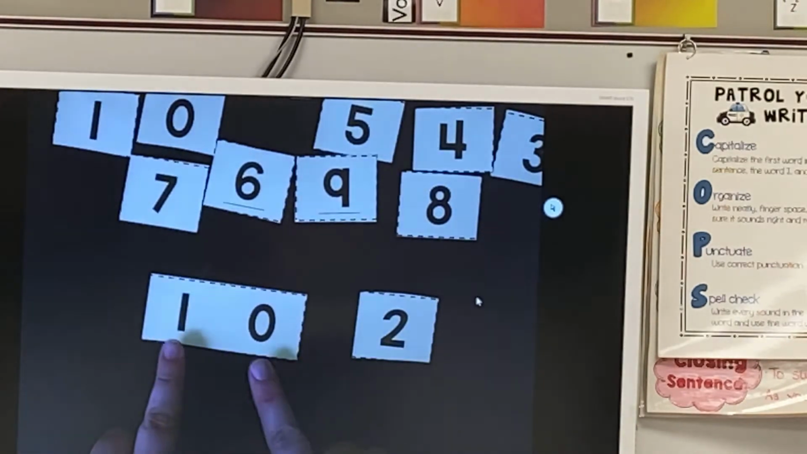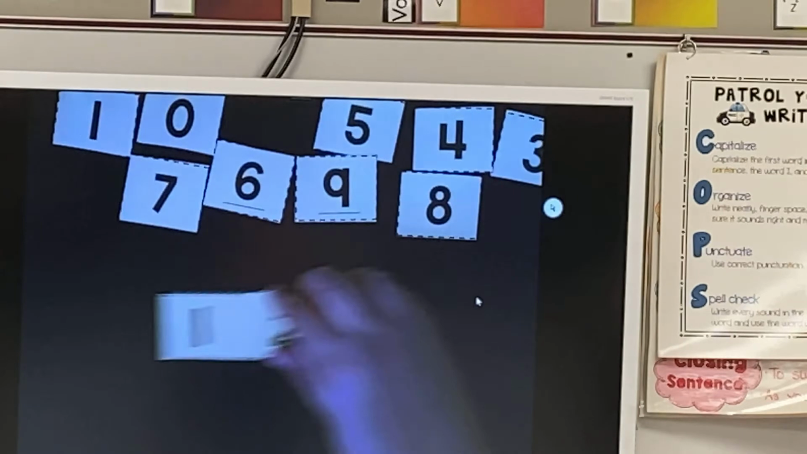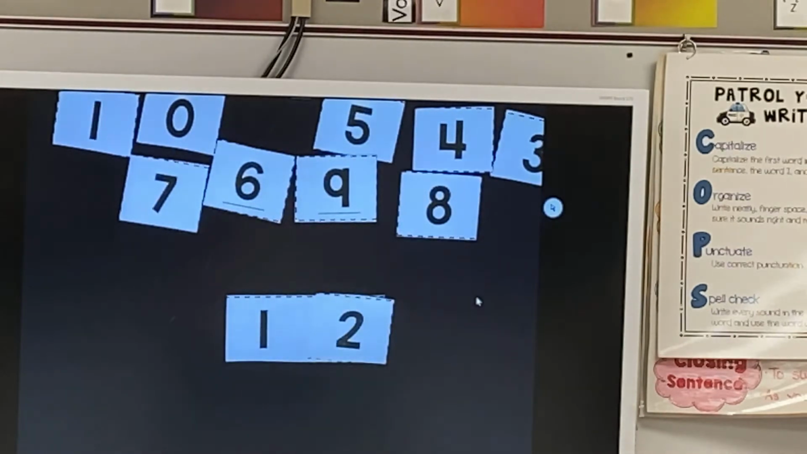In 12, I have 10 plus 2. 10 plus 2 is 12, isn't it? Yes. Let's grab 10 and count up 2, just to make sure. 10, 11, 12. Okay, so I have 10 and 2 in the number 12. Good. Let's do 15. Make the number 15.